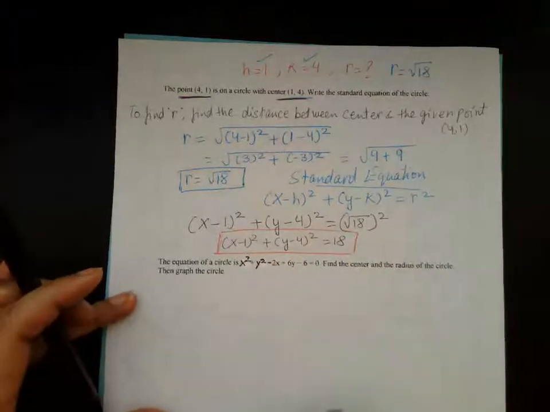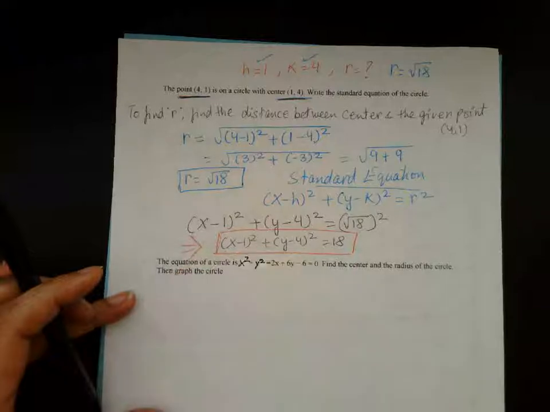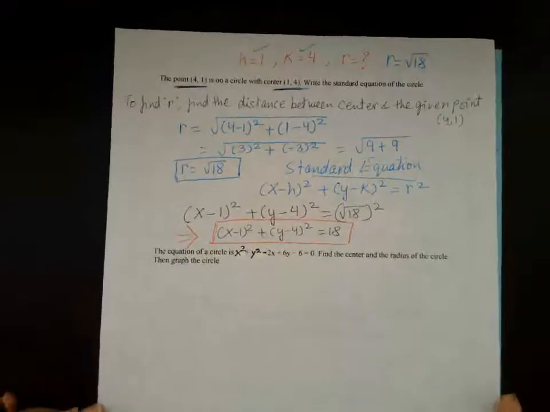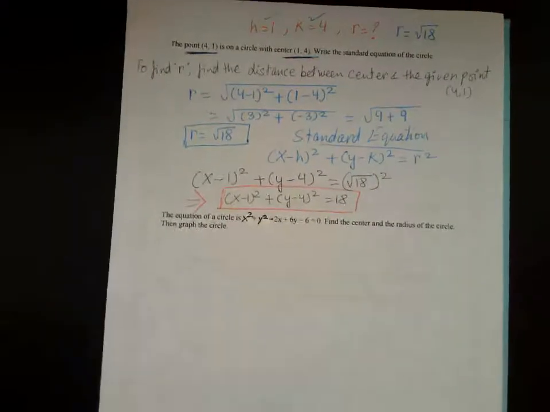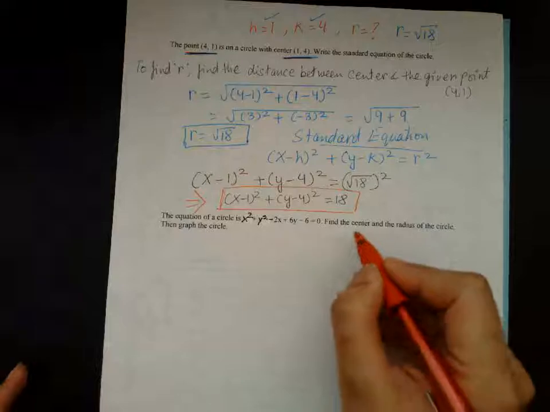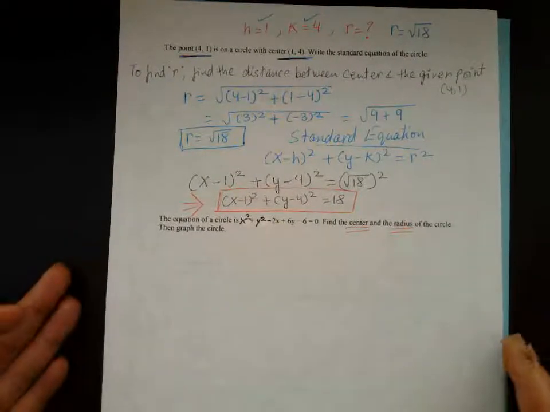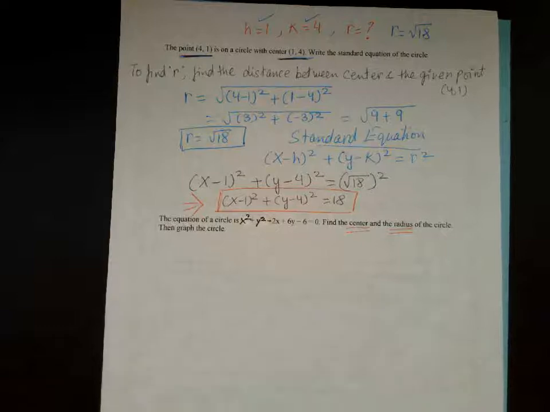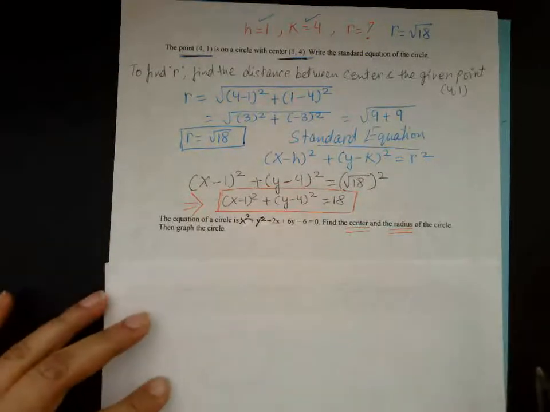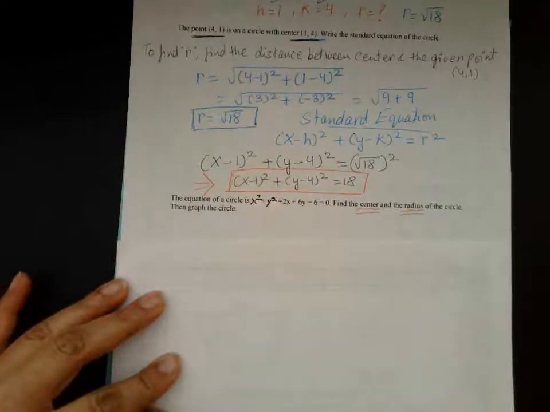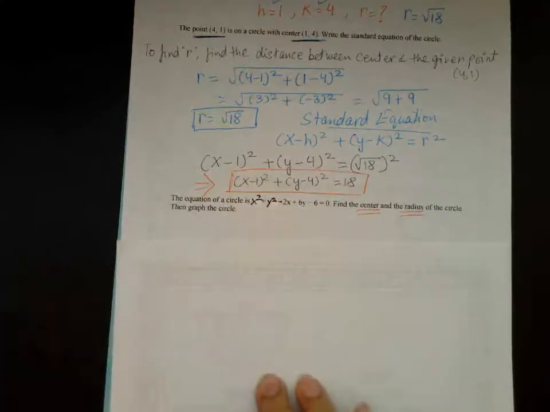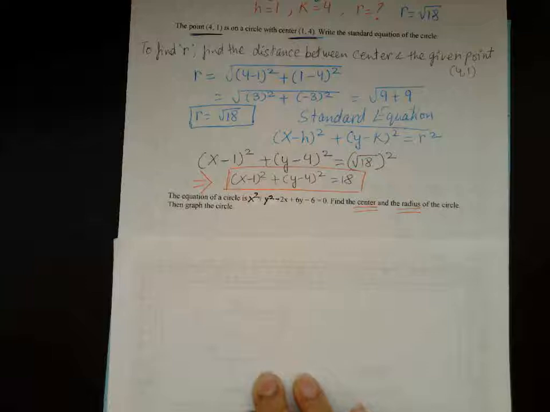And I like to box my answers. Okay, let's try something else. In this case, they haven't provided us the center, and they haven't provided us the radius. We need to find the center and the radius of the circle. To do that, let's go back to Algebra 1 for a while and understand a few important things that you have learned in algebra.